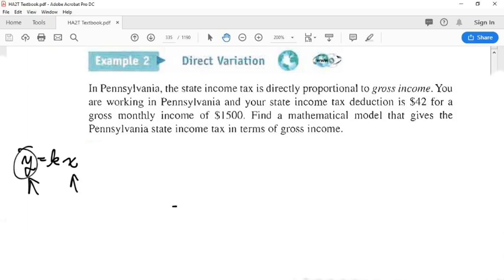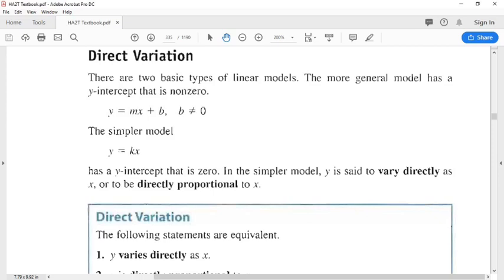If something is directly proportional to something else, that means there is some kind of constant that multiplies the second something to make it equal to the first something. That was really confusing. Let me give you a formal look at what directly proportional means. When something is directly proportional to something else, we're writing a linear model.